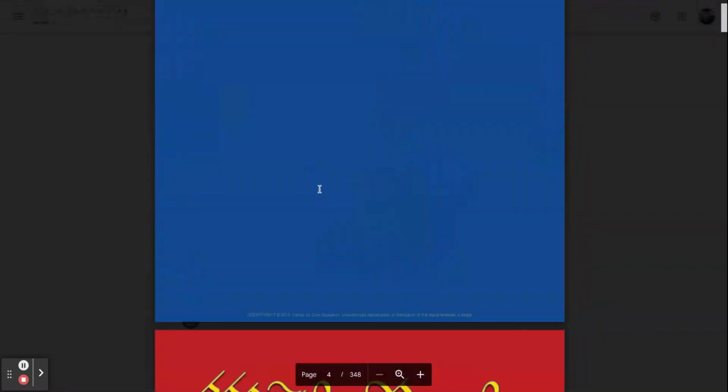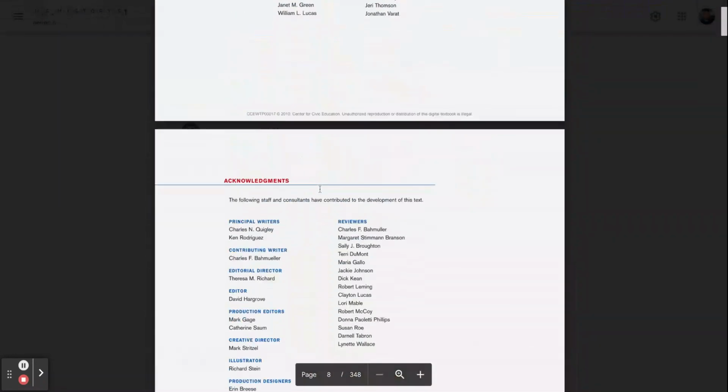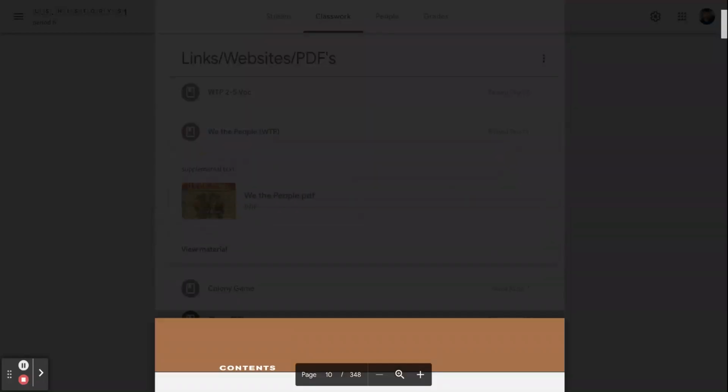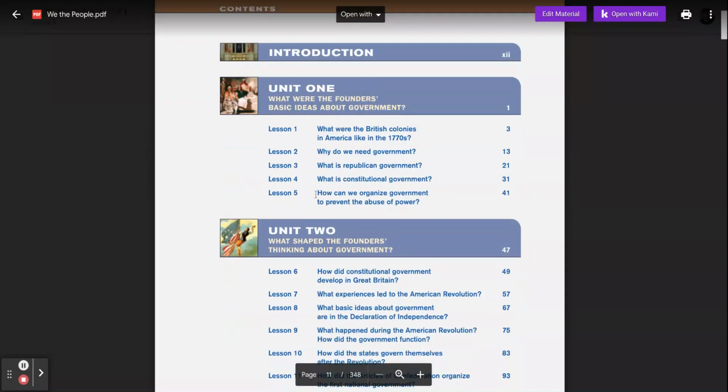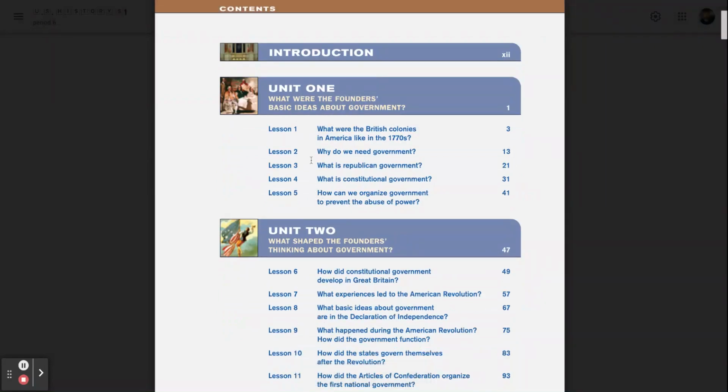The structure of the book is lessons as opposed to chapters. We may return to this book later on, but right now, Unit 1, we skipped Lesson 1. I gave you notes on Lesson 2 and 3. Today is going to be 4 and 5.